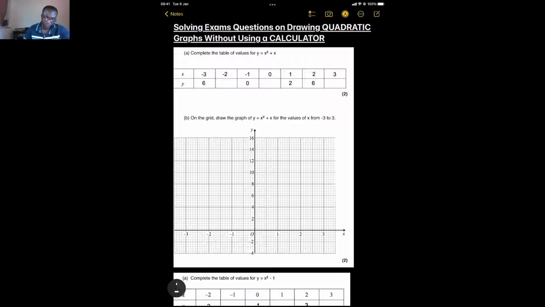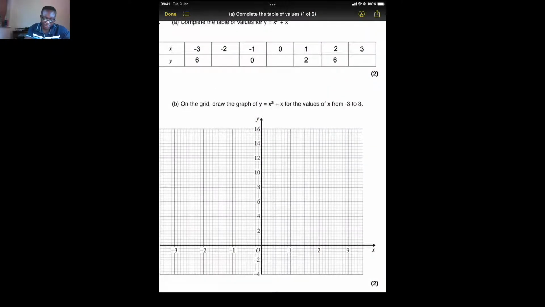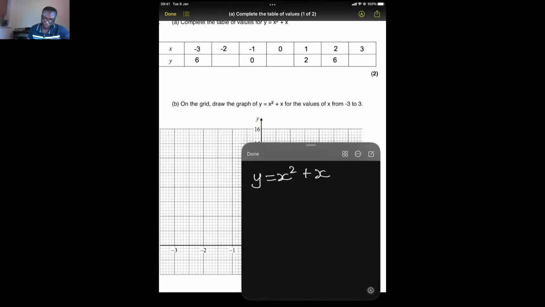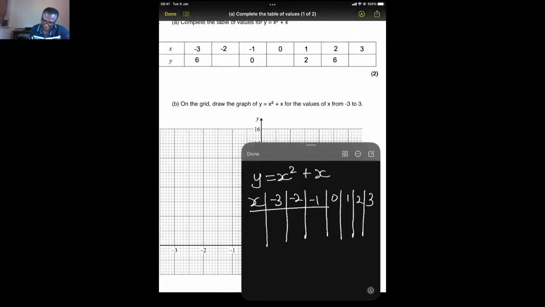Okay, so first off, we are being asked to complete this table and then also use our table to draw this graph. We've got y equals x squared plus x. So we're going to try and draw this table. We've got our x column, and from the table we're given -3, -2, -1, 0, then there's 1, there's 2, and there's 3. So these are the values of x that we should be working with.